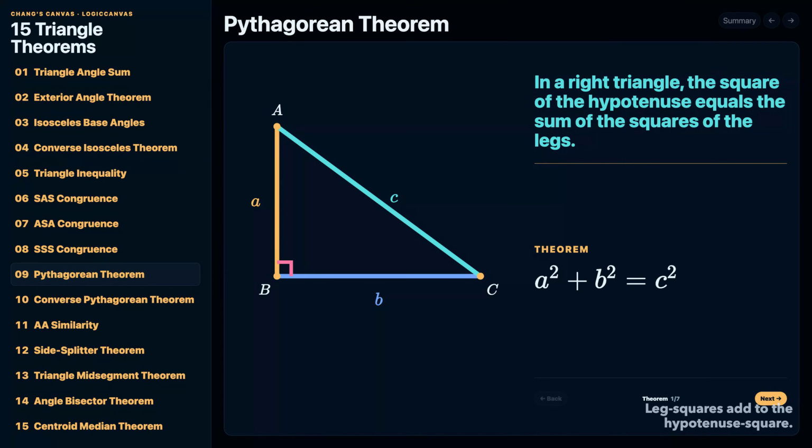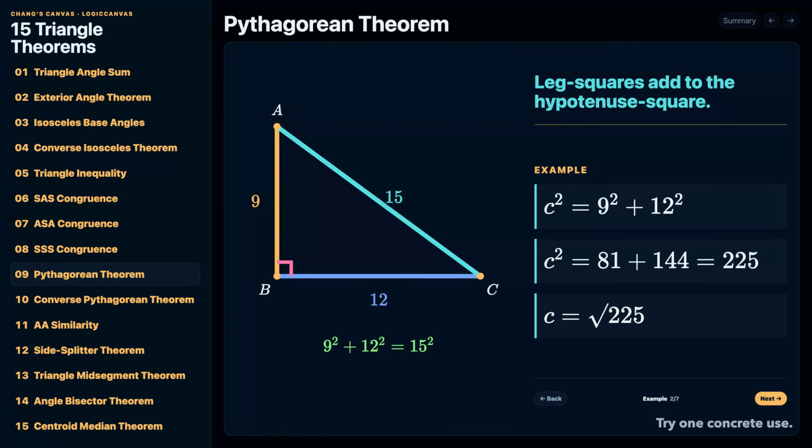Theorem 9 is the Pythagorean theorem. In a right triangle, the squares of the two legs add to the square of the hypotenuse, the side opposite the right angle. For legs 9 and 12, the sum of the squares is 81 plus 144, or 225. The positive square root gives hypotenuse 15.